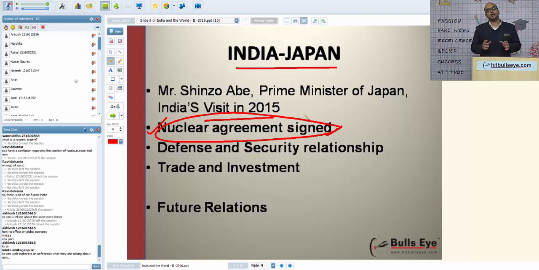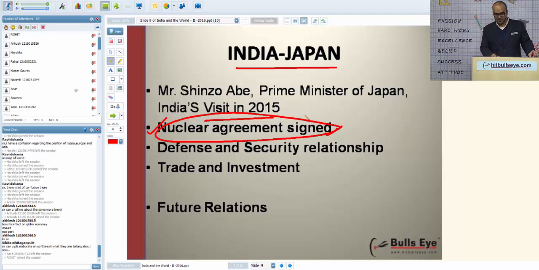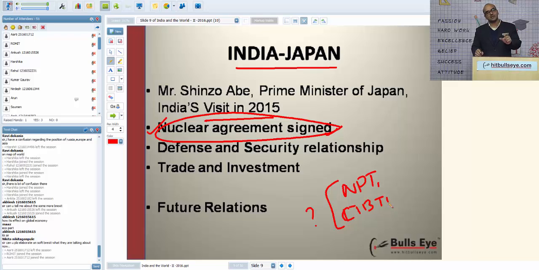Now, even though India signed a nuclear agreement with USA in 2008, still US-based companies were not able to sell nuclear plants to India because of one major factor, that is Japan. Japan is not very happy with India because it is not a signatory to NPT, that is Nuclear Non-Proliferation Treaty, and CTBT. I suggest you just very quickly Google them after this class, of course, what these are all about. So these were certain treaties that India has not signed, right?